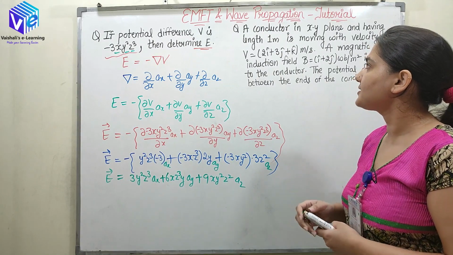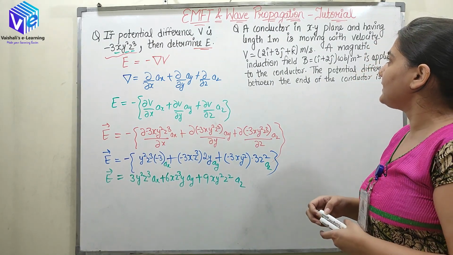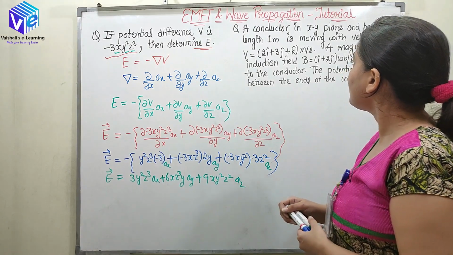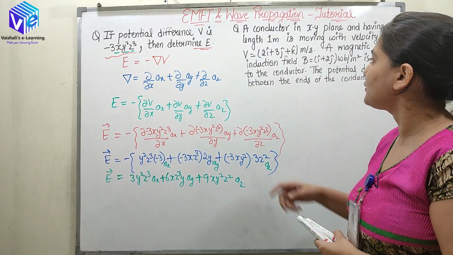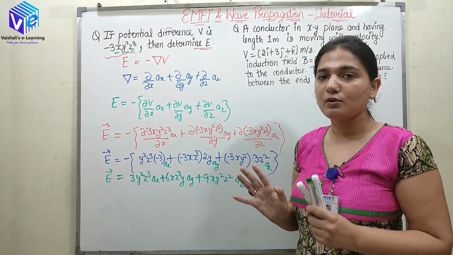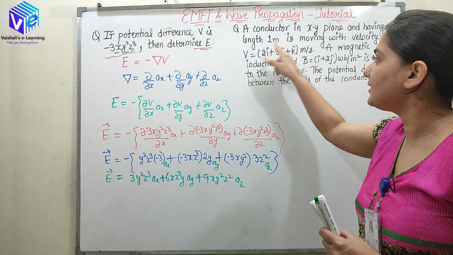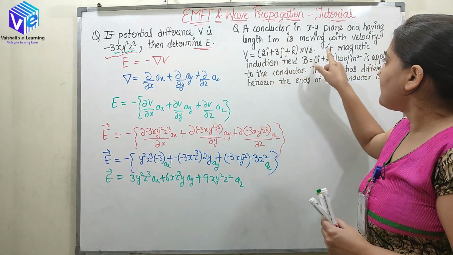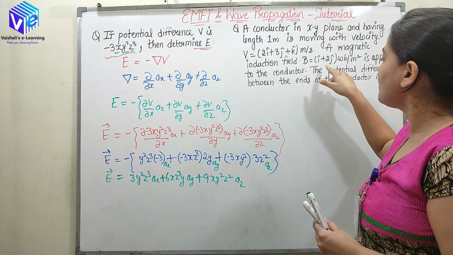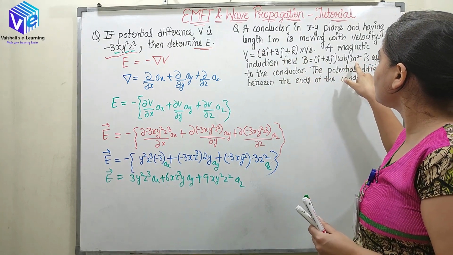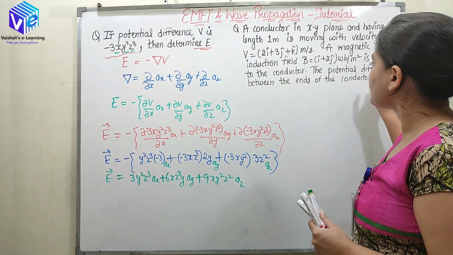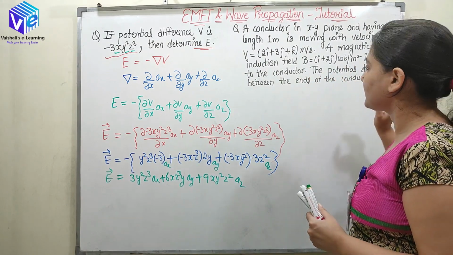Now we'll move towards the second question. A conductor in xy plane and having length 1 meter is moving with the velocity v equal to 2i plus 3j plus k. Now velocity is also a vector quantity. This is why it is written like this: meter per second. A magnetic induction field B equal to i plus 2j Weber per meter square is applied to the conductor. The potential difference between the ends of the conductor is.